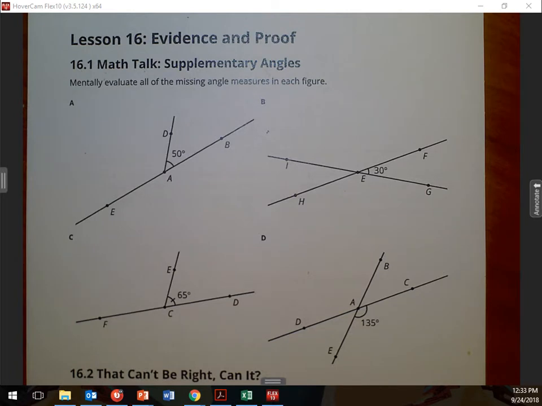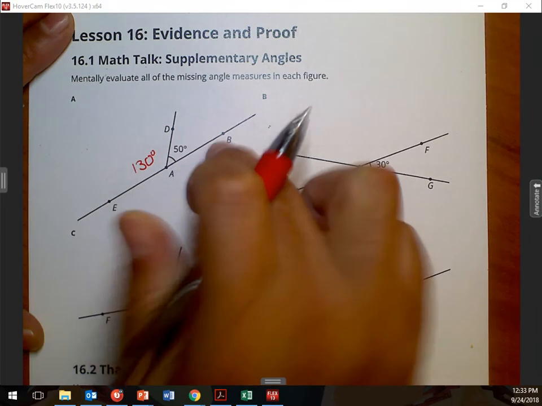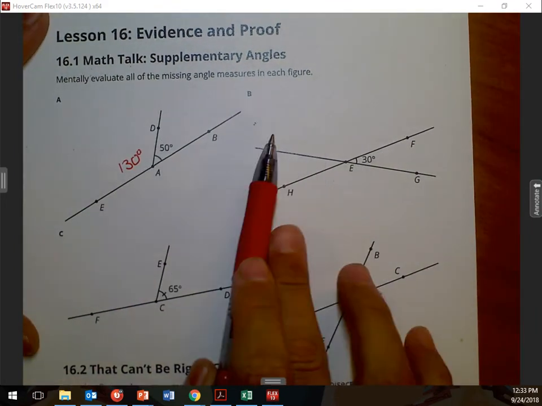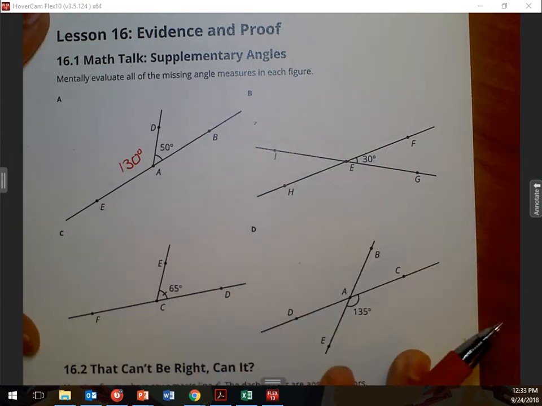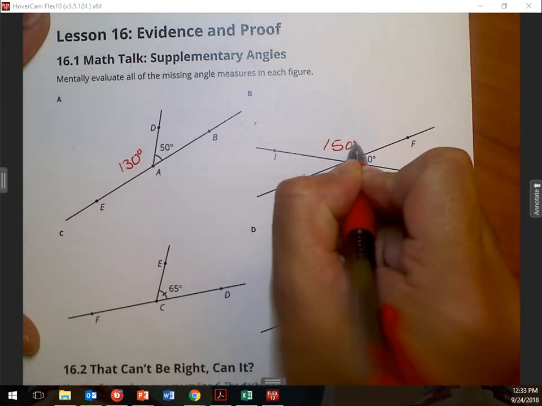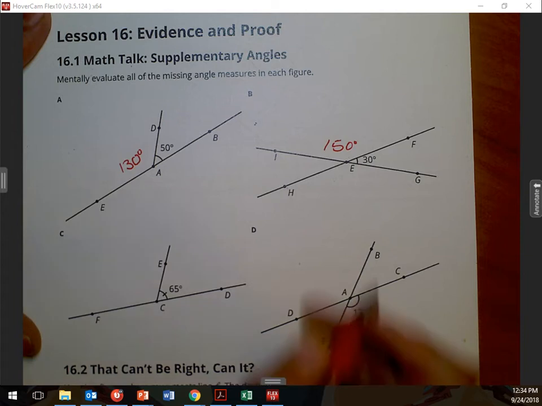Alright, you guys, let's see if you were paying attention. Okay, the first one, let's see what we got. So, EAD came out to be how much? 130. So that one's 130 degrees. Because we know all of them together have to add up to 180. Alright, so, if we know a straight line is 180, IEF would be how much? 150, right? So if that's 150, what is IEH? How much? 30, very good.